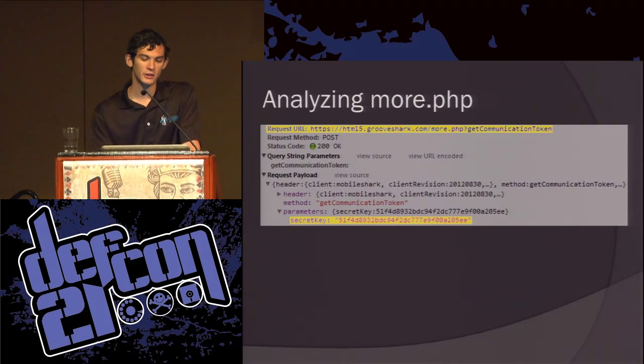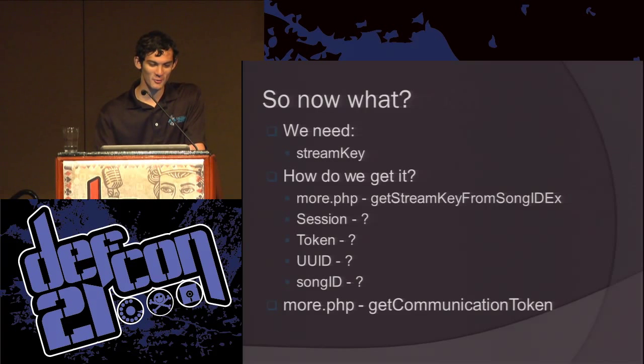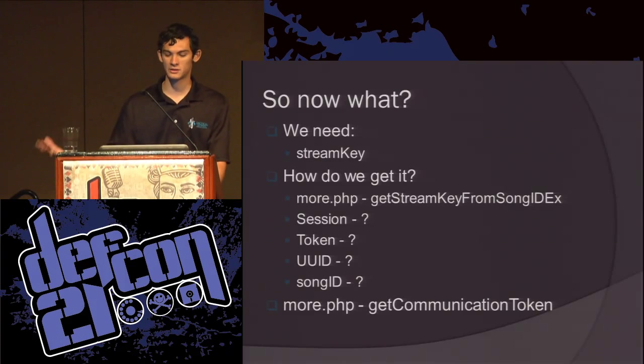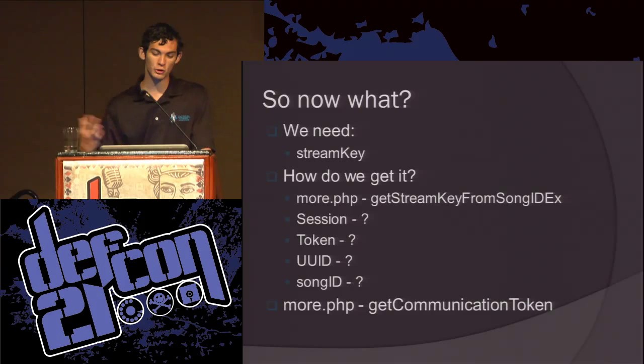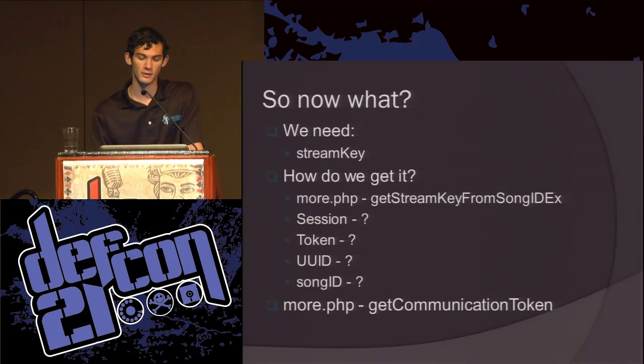And while I was looking at more.php, I found this getCommunicationToken method, which uses a secret key. And I like secrets, so I'm going to keep this in mind. So what do we need? Well, from the very beginning, we know that as soon as we get the stream key, we can get the song. And we know to get the stream key, we need to call more.php with this getStreamKey from song IDEX method. And we need to pass it these 4 parameters, and more.php has a secret key, so I'm interested.